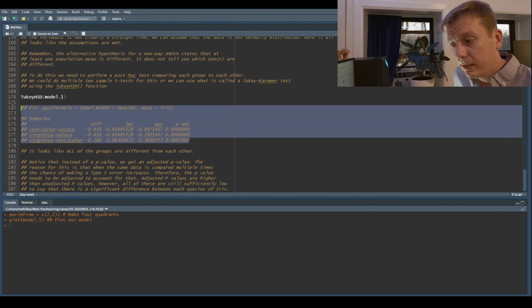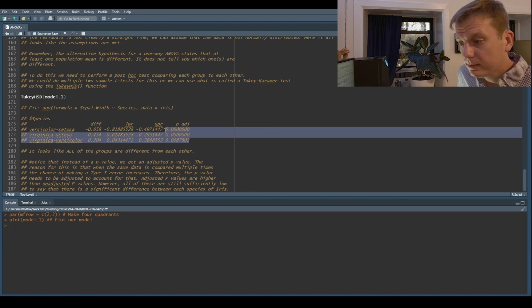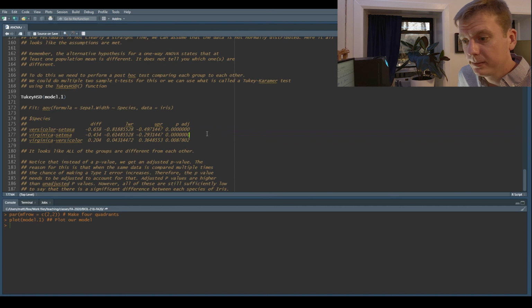And as you can see, we have our group species, and we have our comparisons: versicolor-setosa, virginica-setosa, and virginica-versicolor. The only thing you need to pay attention to is the p-adjusted value here. If the adjusted p-value is less than 0.05, then the difference is significant. In this case, yeah, all 3 are different from each other.